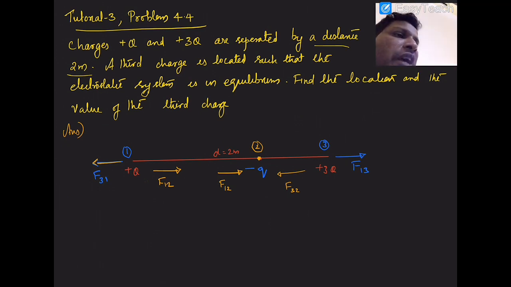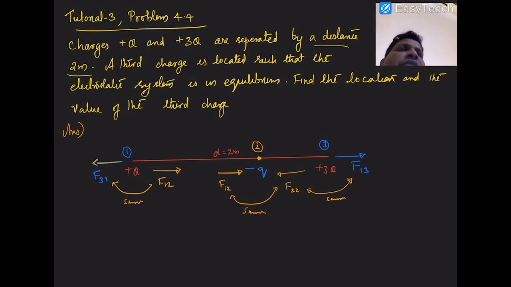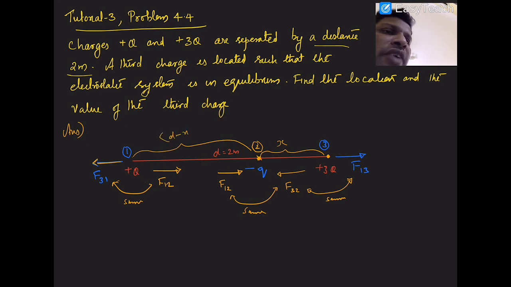Similarly, the forces F13 and F32 will be the same, and also these two forces will be the same. If all these are the same, the system will be in equilibrium. So first of all we will see how to find the position of the charge. Before that, we will assume that plus 3q is here and minus q is at this particular point, and the distance between points 2 and 3 is x. So the distance between points 1 and 2 will automatically be d minus x. So it is very clear.